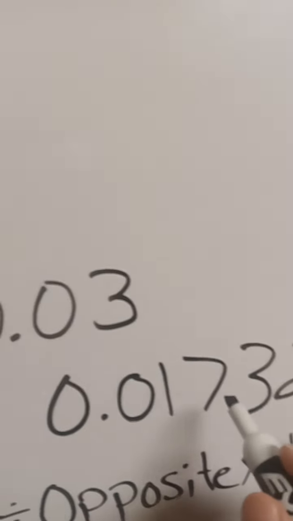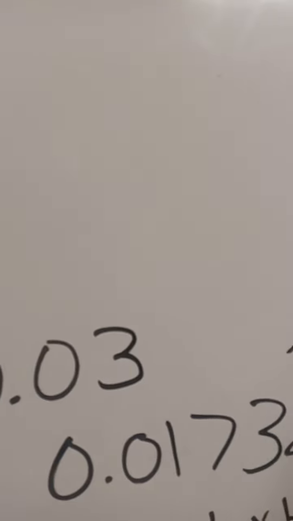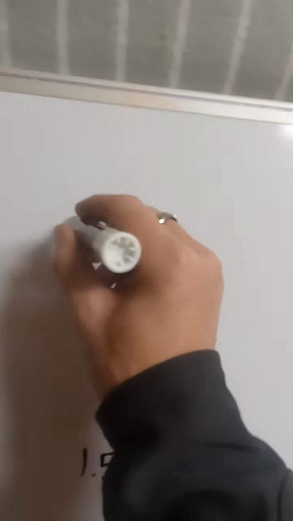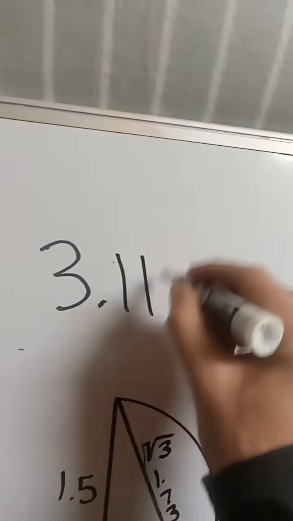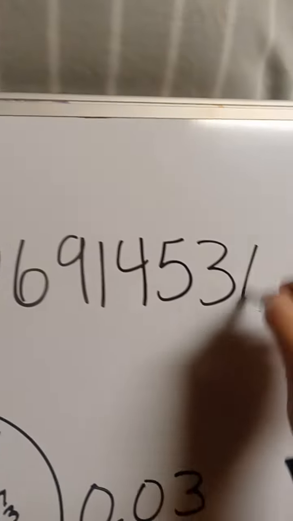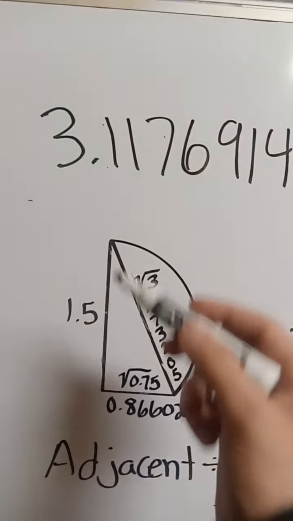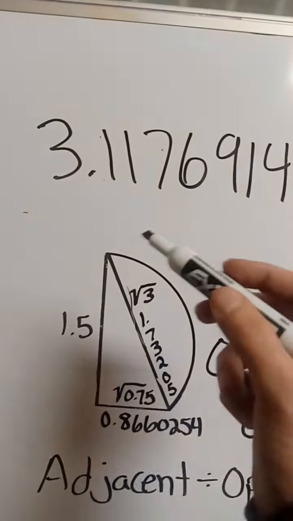All we got to do is multiply by 360. When you multiply that number by 360, you'll see you get the answer, 3.1176914536. And there we just found pi by just using half the equilateral triangle and 1/3 of the circumference.